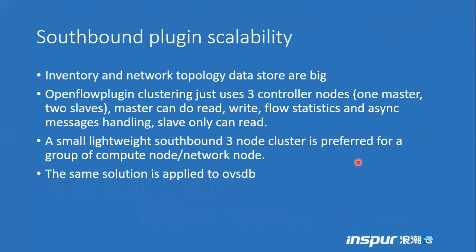For southbound plugin scalability, in cloud data center, most of the workload is from compute nodes. In data center we have many compute nodes. So actually, inventory and network topology data stores are very big. For my evaluation, if I only use 3 nodes, we have about 2 gigabytes inventory and 2 gigabytes network topology data store. So if we have 10,000 compute nodes, this data store is very big.